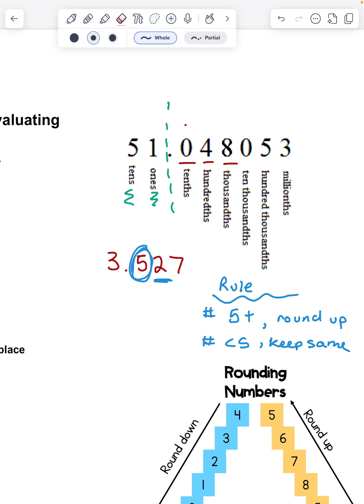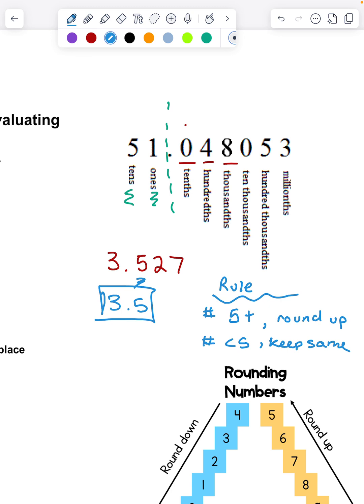Let's look at what I mean here. If I wanted to round to the nearest tenths place, basically this 5, I'm going to look at the 2. Now 2 is less than 5, so this 5 is going to stay the same. So rounding, this is just 3.5. However, if I wanted to round to the hundredths place, let's look at the number after it. This is a 7, which is greater than 5, which means I'm going to round this 2 up. So if I'm rounding to the hundredths place, then this is 3.53. I took that 2 and rounded it up to a 3 because there is a 7 after it.